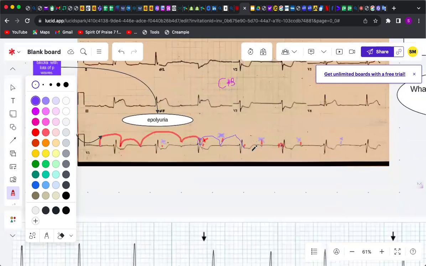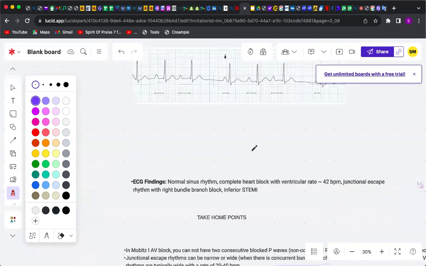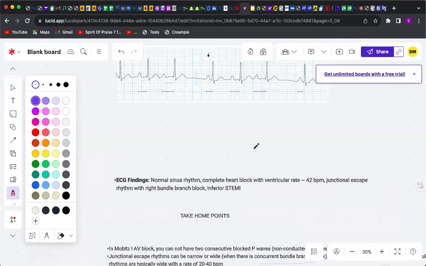Okay, right bundle branch block with inferior MI, and we also had escape rhythms going on. Okay, a junctional escape rhythm as well, and a complete heart block. That was it.